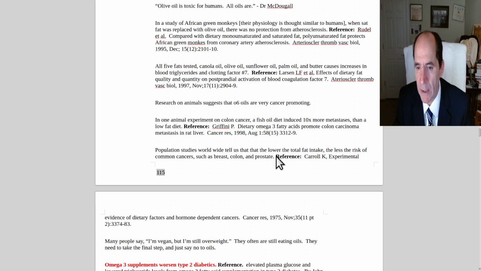Okay, here's a paper by Ken Carroll, kind of a famous nutrition researcher. Population studies worldwide tell us that the lower the total fat intake, the lower the risk of the common cancers like breast, colon, and prostate. So that's good to know. Many people say, I'm vegan, but I'm still overweight. And that's usually because they're still eating oils. They need to take the final step and just say no to oils.